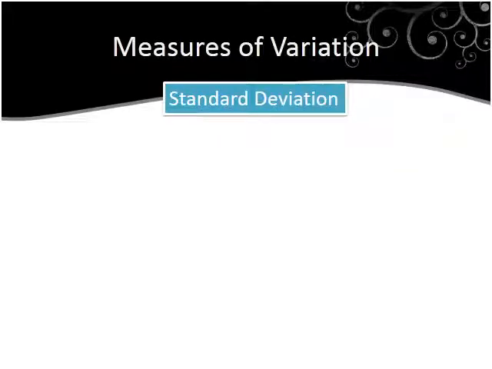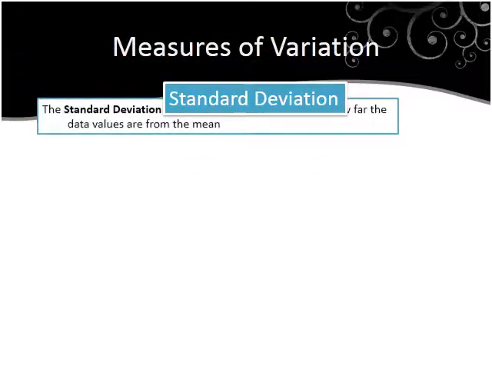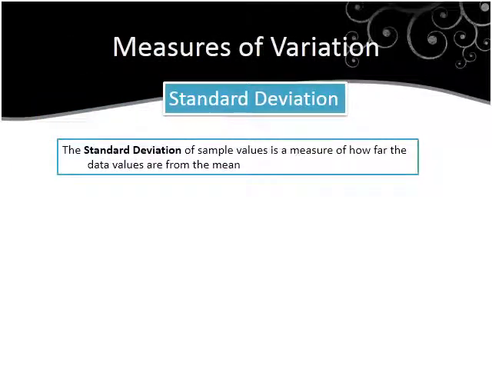The measure of variation that we'll use more often is the standard deviation. The standard deviation of sample values is a measure of how far the data values are from the mean. The standard deviation is one number that gives us a clue as to how spread out our data are compared to the mean.